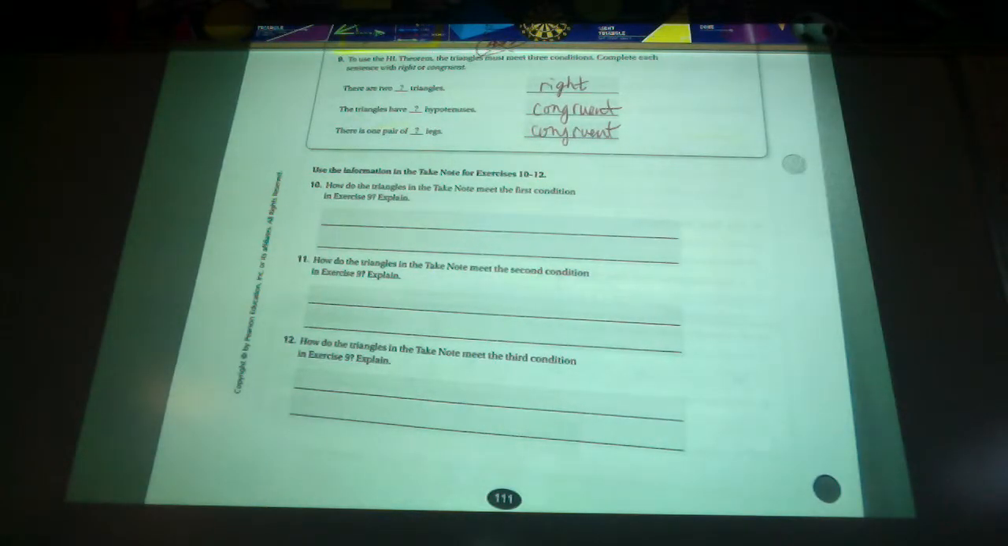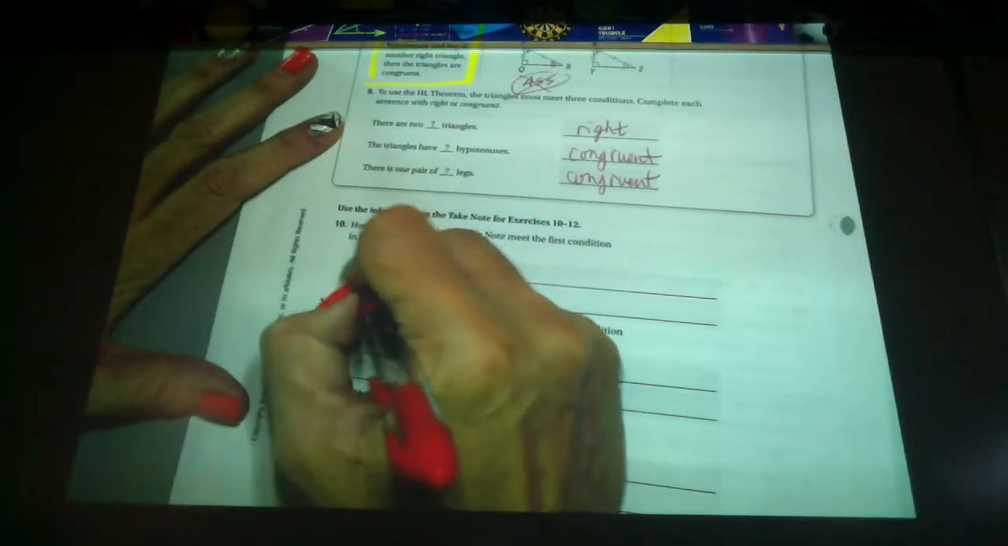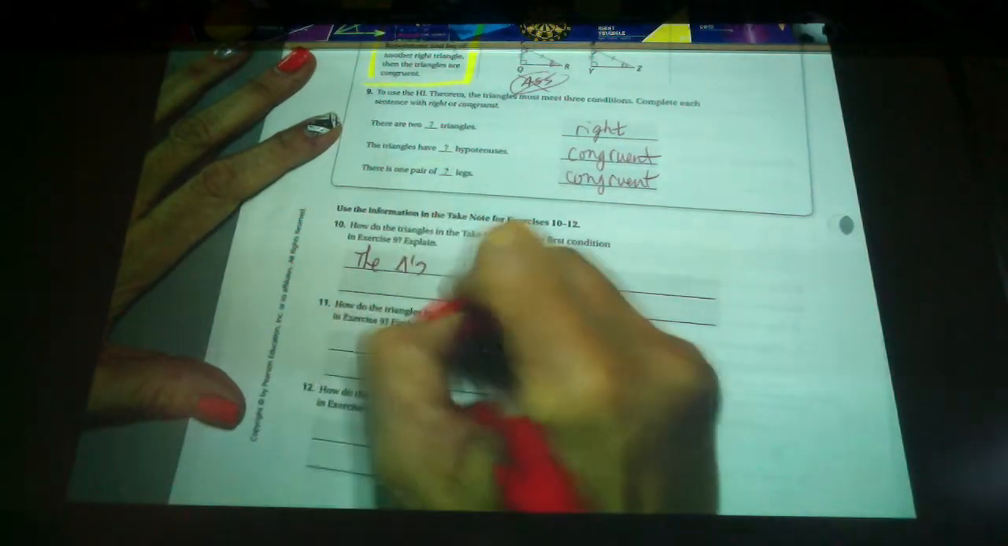So how do the triangles in the take notes meet the first condition in exercise 9? So let's look at the take note. Where is the take note? Oh, gotcha. Right there. What's the first condition have to be? They have to be right. So the triangles are both right triangles.